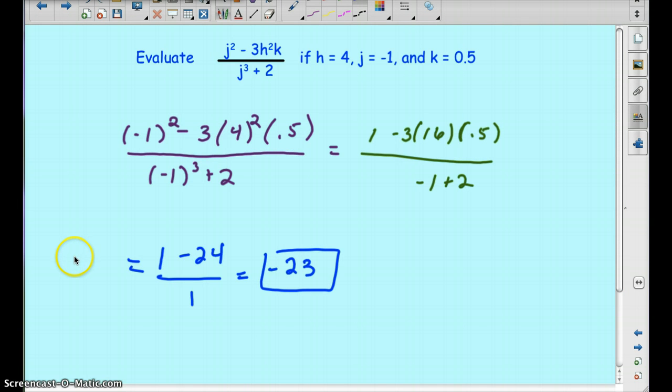Okay, so this is what I got. This is my work. What I did is I went ahead and plugged these values in for H, J, and K. I went ahead and did my exponents first. -1 squared is 1. 4 squared is 16. And -1 cubed is a -1. And notice I'm going to do the top operations and the bottom operations separately and then go ahead and divide at the very end because this fraction bar is a grouping symbol. So 3 times 16 times a half is going to be 24. 1 minus 24 is a -23. -1 plus 2 is 1, so your final answer is a -23.